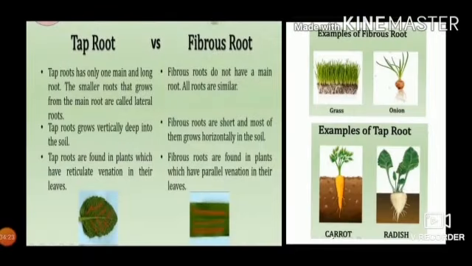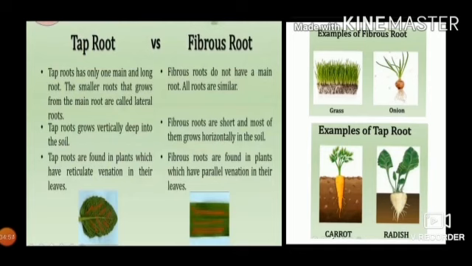Difference between taproot and fibrous root. Taproot has only one main and long root, and fibrous roots do not have a main root. All the roots are similar. The smaller roots that grow from the main root are called lateral roots. Taproots grow vertically deep into the soil, and fibrous roots are short and most of them grow horizontally into the soil.